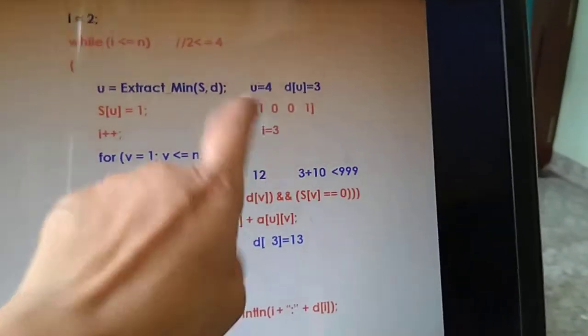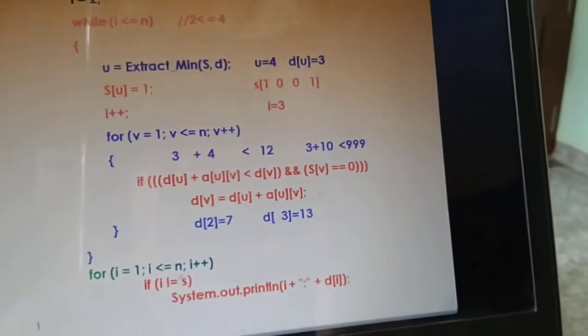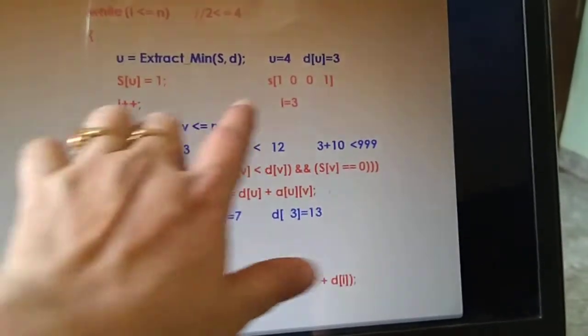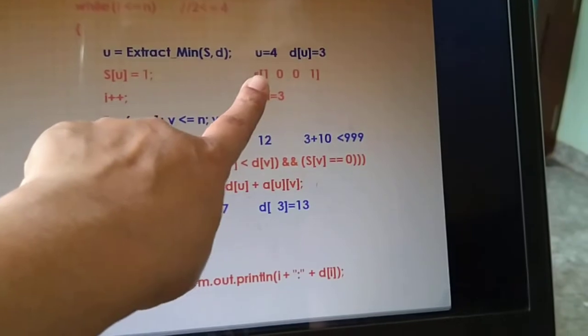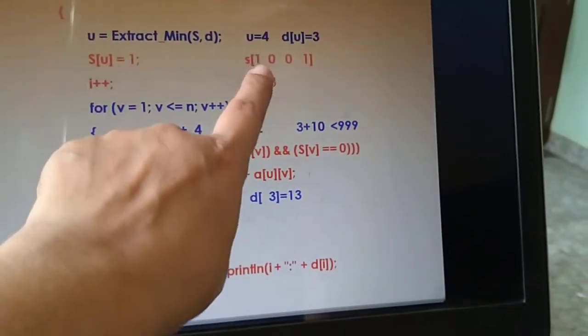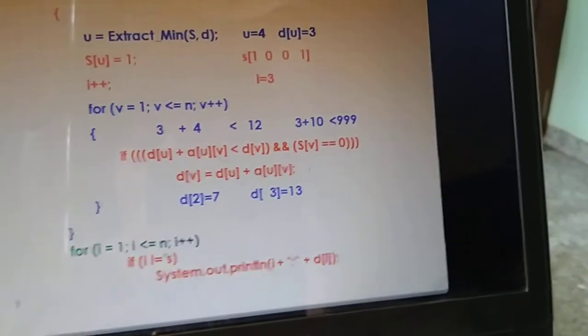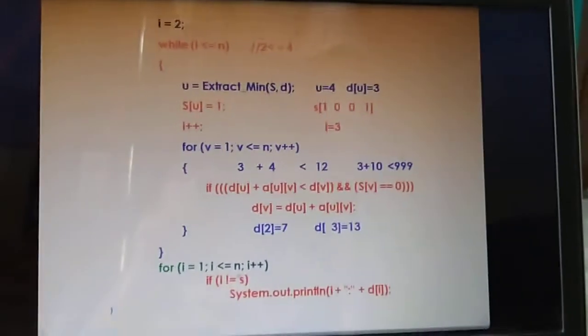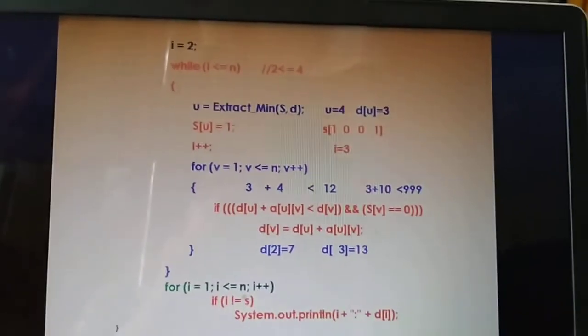I changed it to the 1, which means I am making that a visited vertex. It is capital S, not a small s. Okay, sorry. And what does this 1 represent? It indicates that the first vertex is a visited vertex.